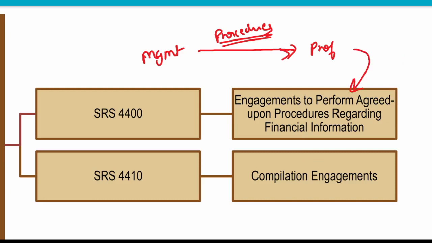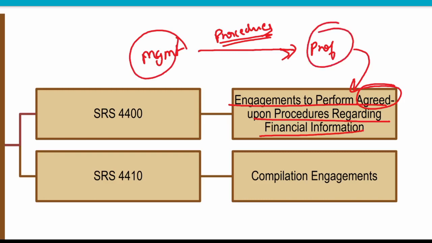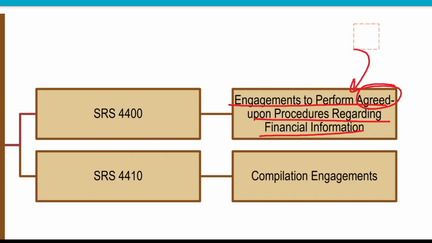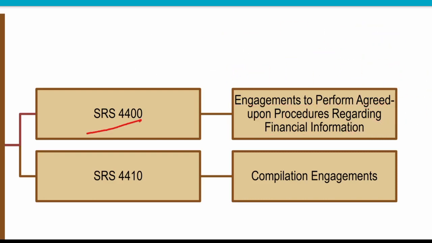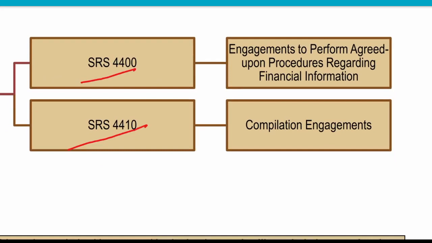This particular SRS has come, that is engagement to perform agreed upon procedures in the financial information. So what is happening here? The management is saying that professional or CA, you have to perform these particular procedures. Then how the CA will proceed towards it, that we will understand in this particular SRS. And now there is a particular SRS related to compilation engagements. What is compilation engagement, etc., that we will learn in this particular SRS.